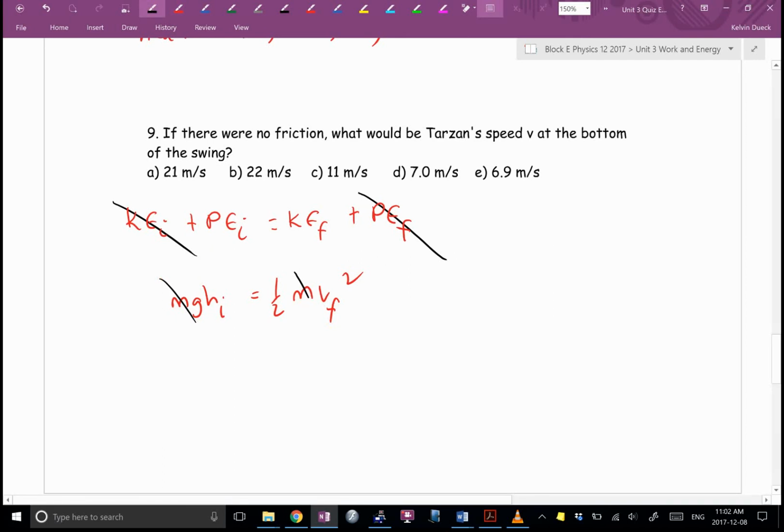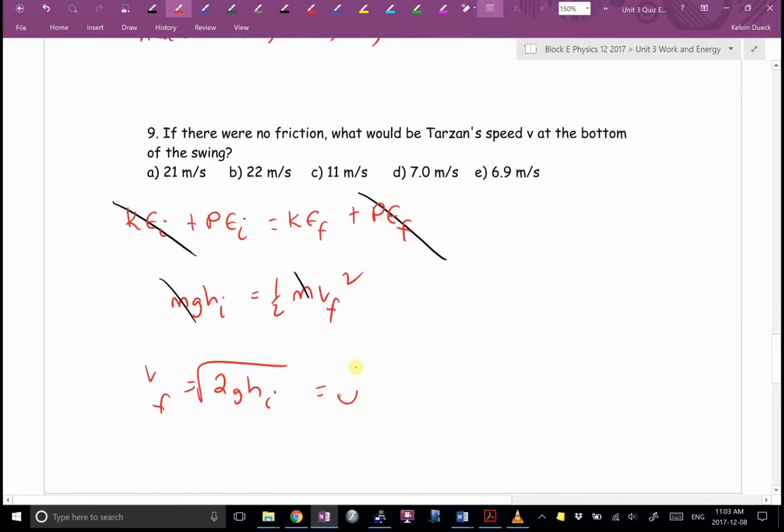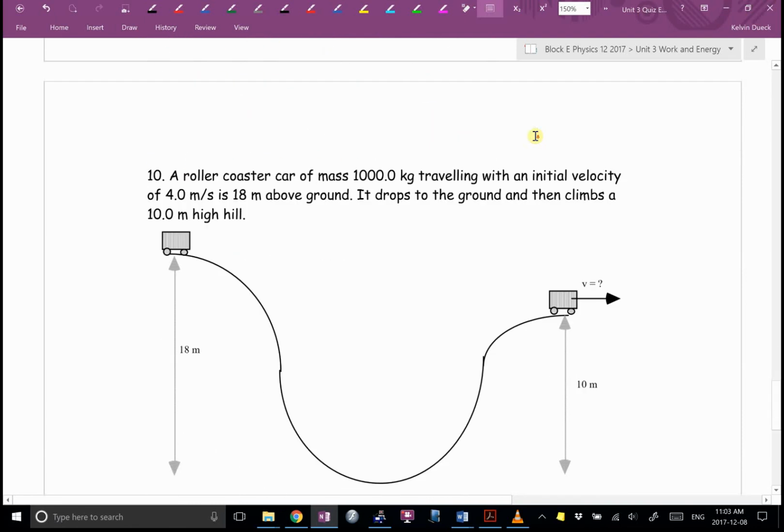How would I get the v by itself? v final is going to be the square root of 2 times g times h initial. Can I do that in my head? What was h initial? Well, let's write out the numbers first of all. 2 times 9.8 times 2.5. Oh yeah, I can do this in my head. 2 times 2.5 is 5. Everyone knows that 5 times 9.8 is 49. Square root of 49 is 7 even, yeah? No? Yes? Yeah. You good? Next page over.